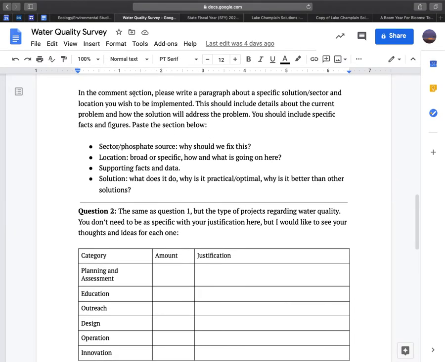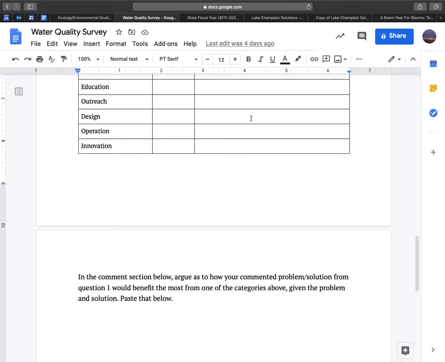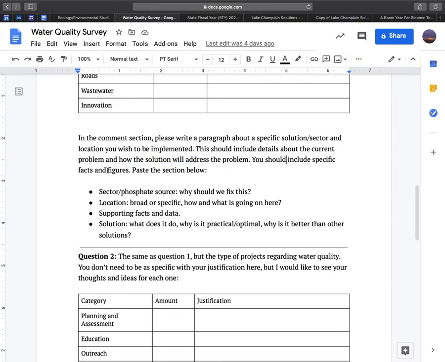Now, in the comment section below, I want you to write a paragraph about a specific solution or sector, maybe agriculture or roads, and a location that you want to be implemented. You should be able to get this information from the Jamboards, and you should really include details about the current problem. Is this a farm that's polluting? Is this a road that's being eroded? Is this a wastewater treatment facility that's discharging sewage? And how the solution will address the problem in terms of preventing erosion, preventing runoff, preventing sewage discharge. You should include specific facts and figures from Jamboards to base your information.